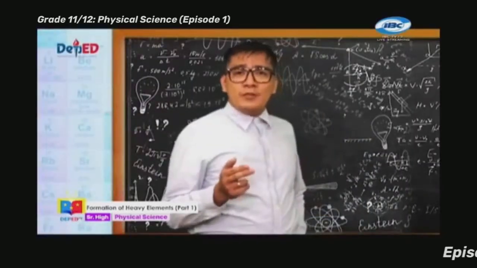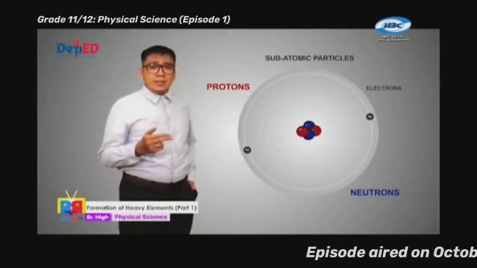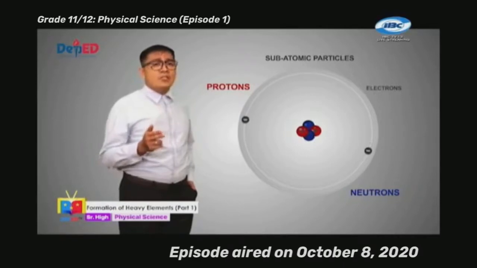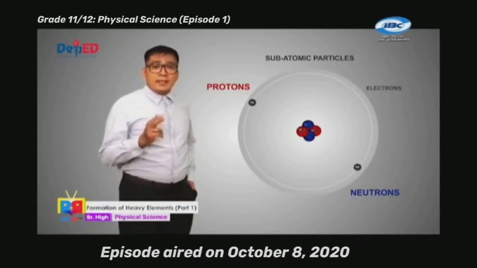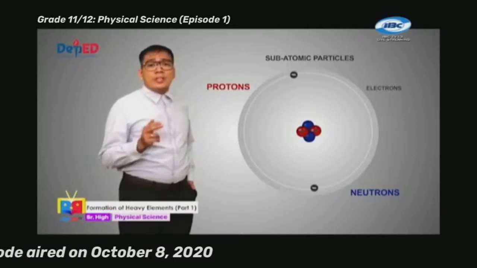It is important for you to know this if you want to understand how the elements are made, because these are the ingredients in making an element. If you want to know how to bake a cake, you need to learn the ingredients first. The same is true with learning about element formation. You need to know what the ingredients are.